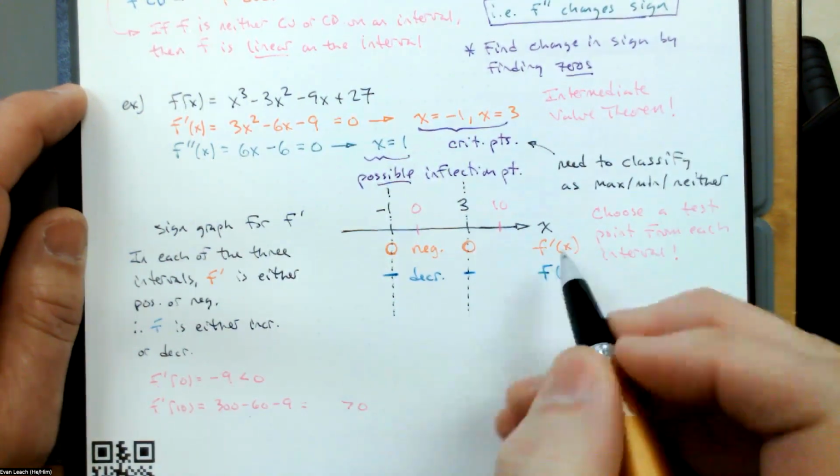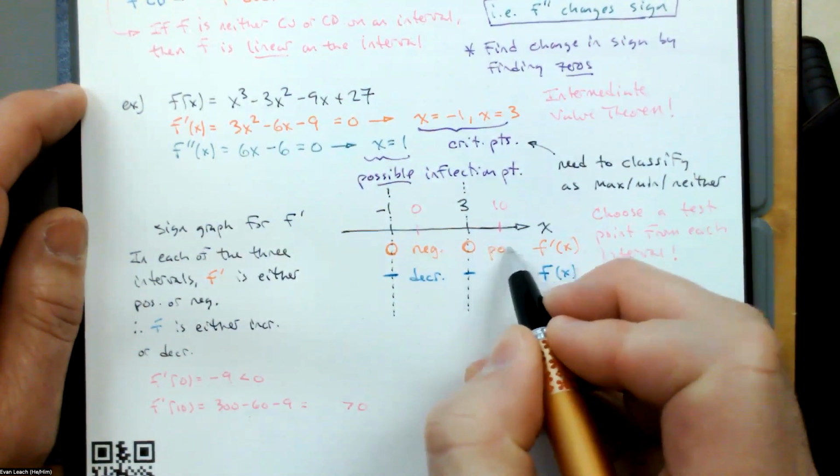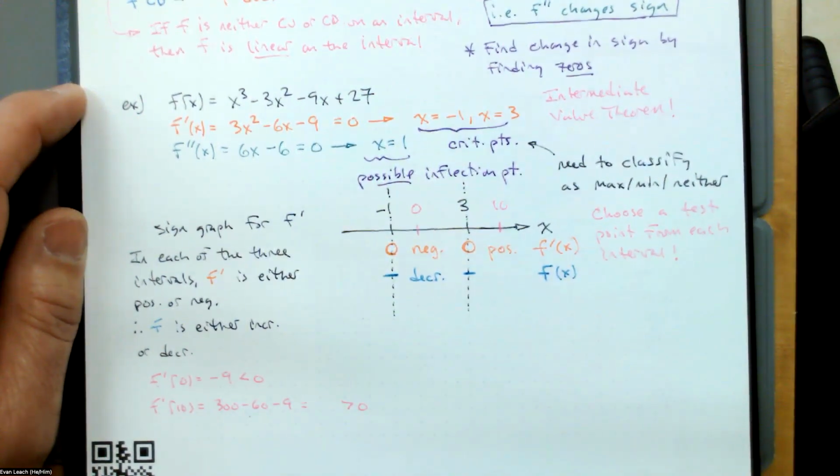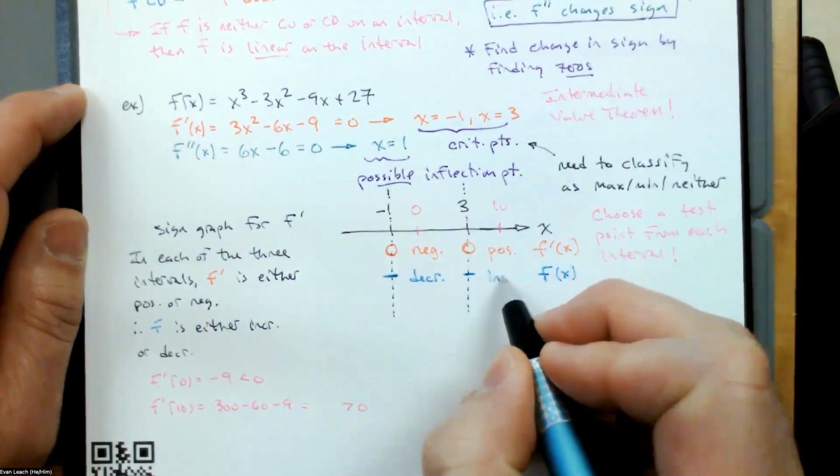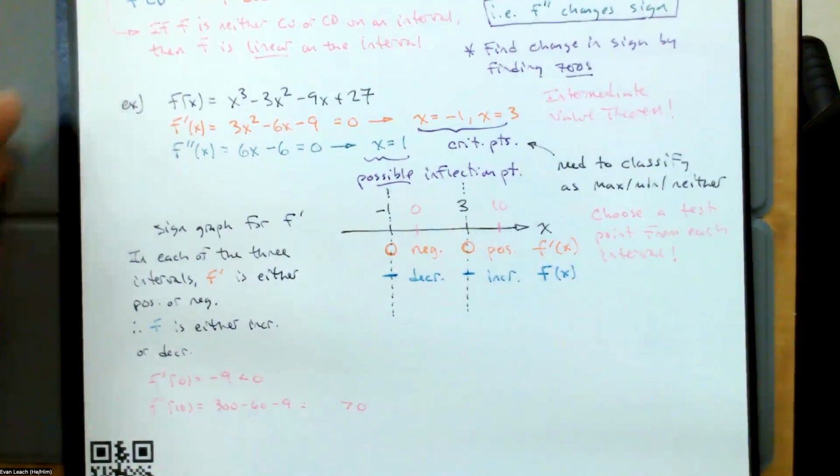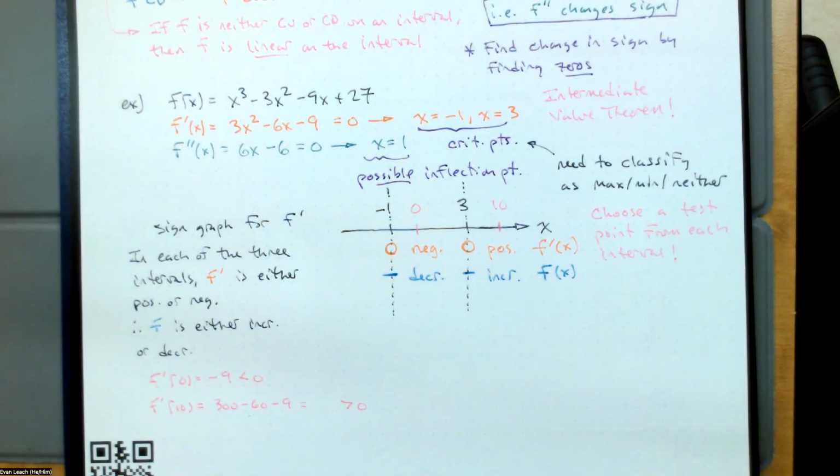So after 3, the first derivative is always positive. And so after 3, the function is always increasing. This is exactly what we saw when we were looking at the graph. Finding this out wasn't the point. Seeing the connection is the point.